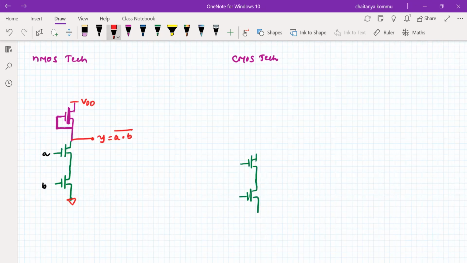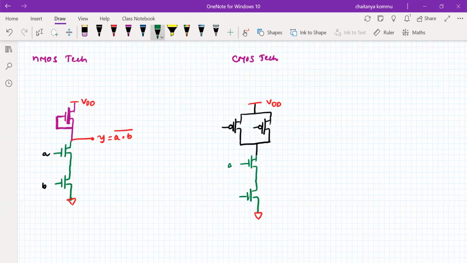Whereas for PMOS transistors, we have to take the opposite connections. That means the PMOS transistors are connected in parallel. So please remember, these two are connected in parallel. Okay, so I hope you understand the situation. This is called VDD. This is called ground.